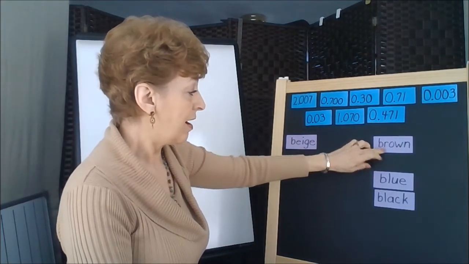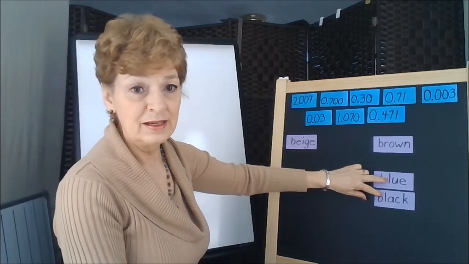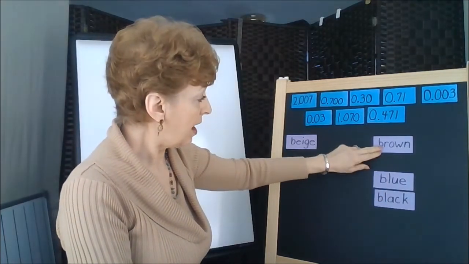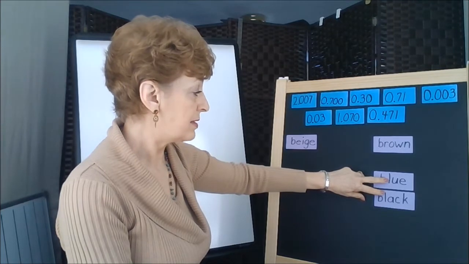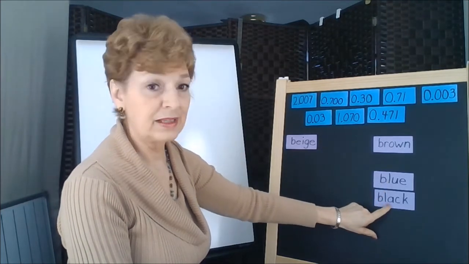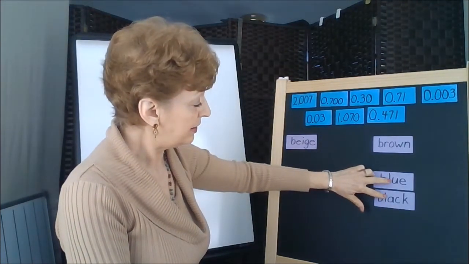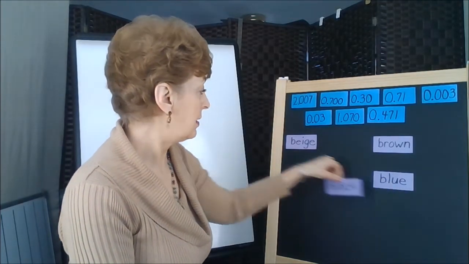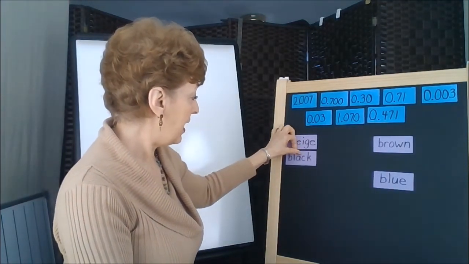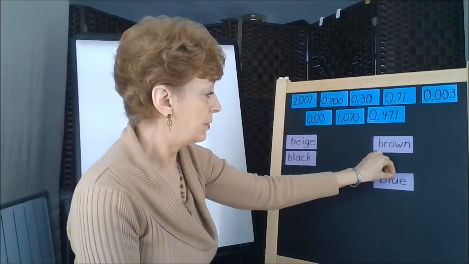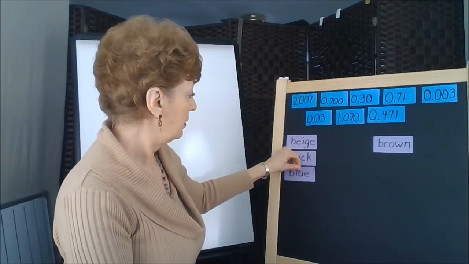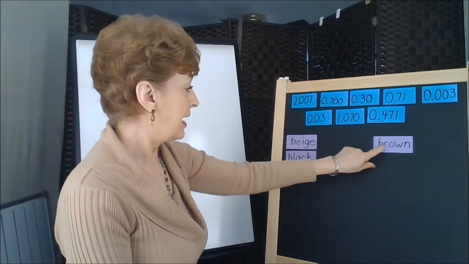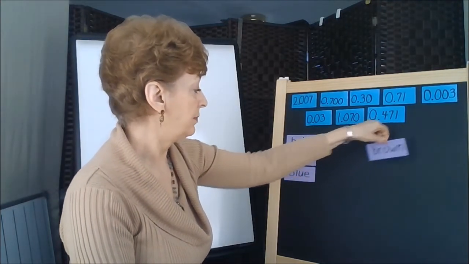Now we have an R and two L's. L comes before R in the alphabet, so now we're going to have to look at third letters. We have an A and a U. So our word black comes secondly, because A clearly comes before U. And lastly, our word brown.